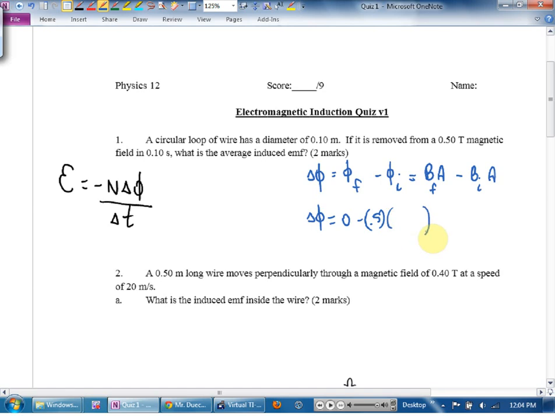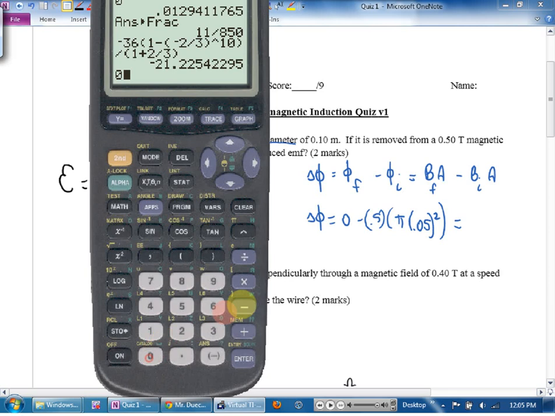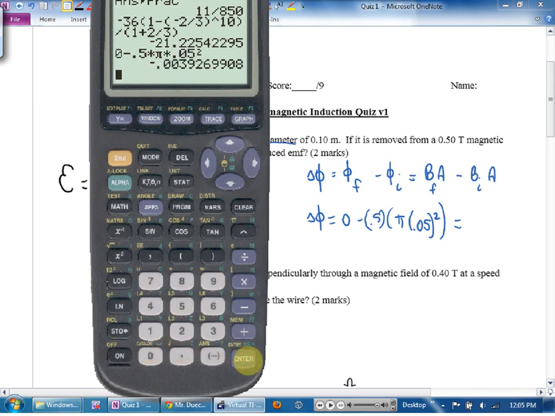I said they're going to give you three shapes, circle, rectangle, or square. This time it's a circle, and it's pi r squared. Now I have to be a bit careful. They gave me the diameter, so what's the radius? 0.05. So 0.05 squared: 0 minus 0.5 times pi times 0.05 squared. My change in flux is that there.